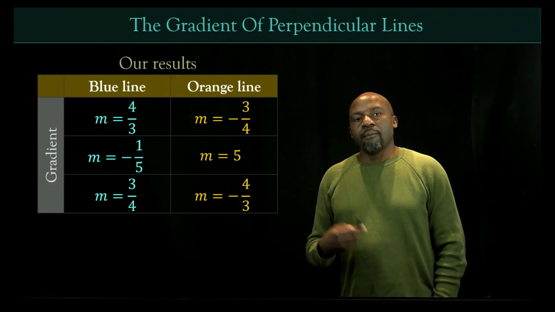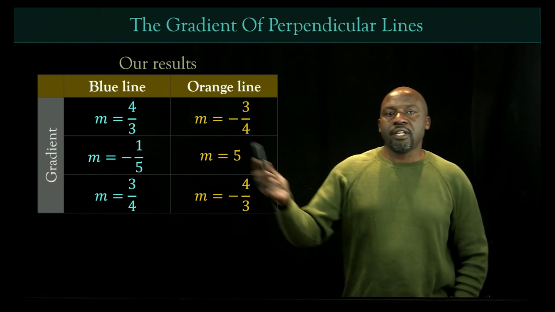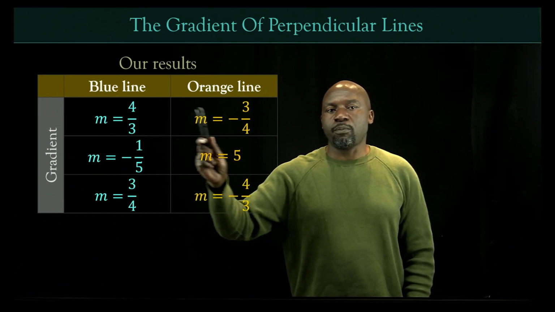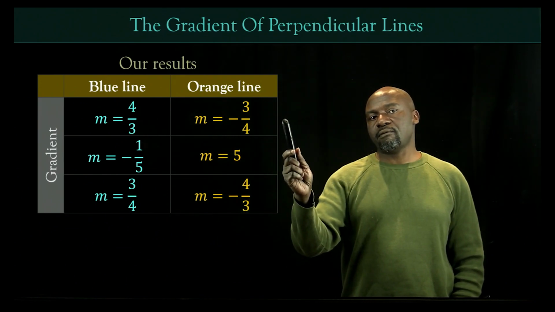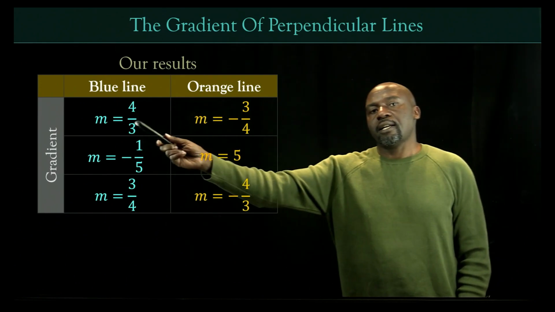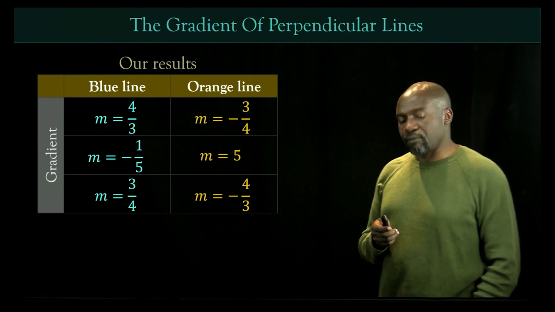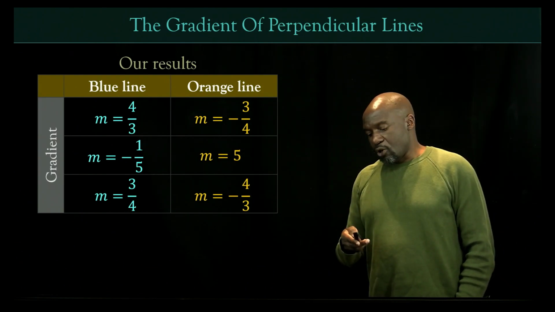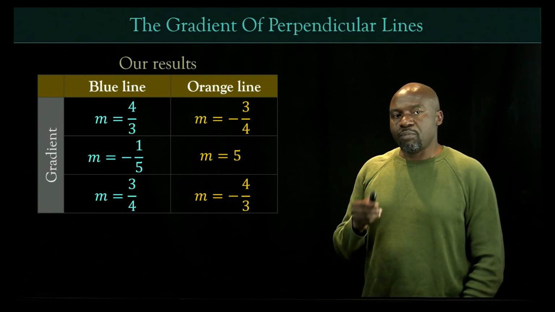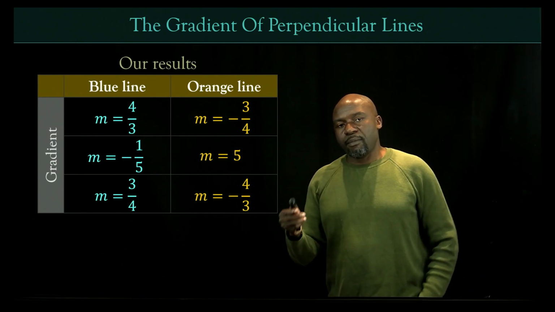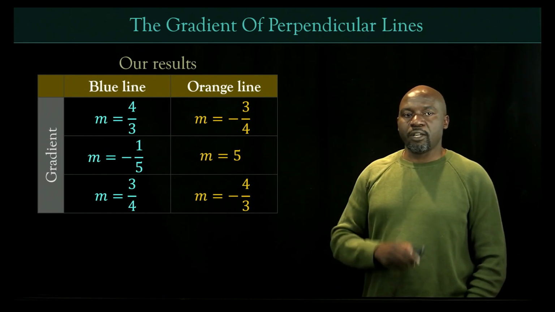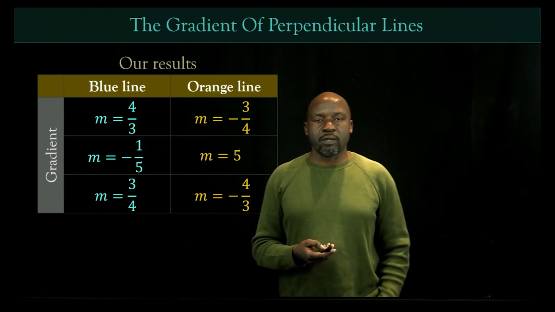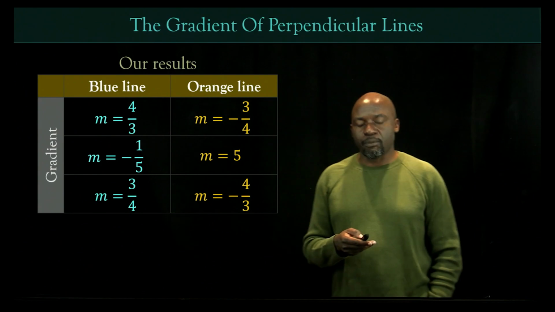But another way of putting it is that if these two lines are perpendicular, then if you take the gradients and multiply together, you always end up with -1. Check it out. If I take this and multiply by that, I always end up with -1. If I take that and multiply by that, I always end up with -1. So if two lines A and B are perpendicular, then m_A times m_B is always equal to -1. This information is very, very useful, not only in this topic, but later when we are studying calculus. So please keep it in mind.